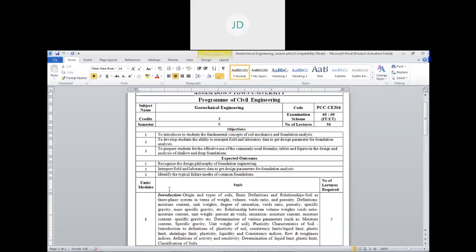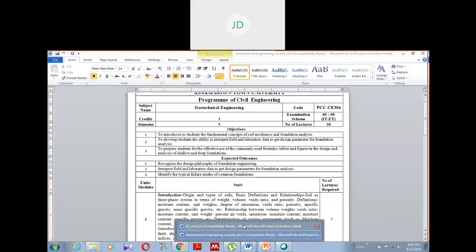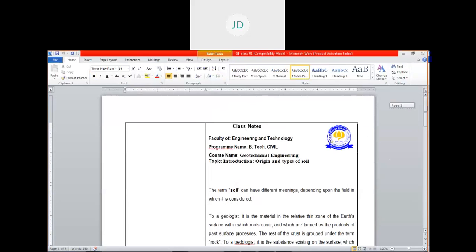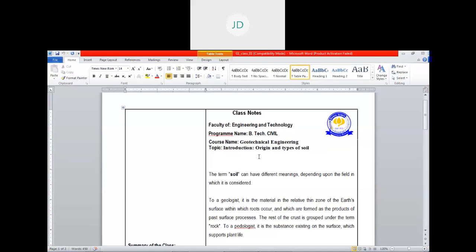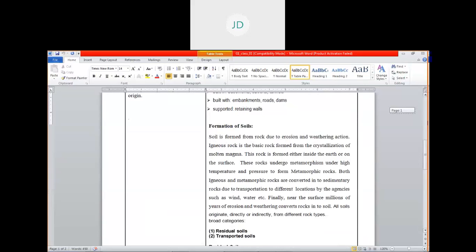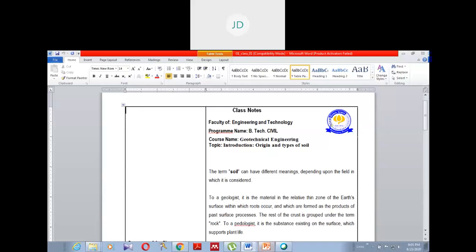We're going to start this first module, that is introduction. And the first topic is origin of soil, origin and types of soil. So I will go to your class notes of class one, that is introduction, origin and type of soil. Can you see these notes? Yes, sir. Great. This note will be available in your student portal also.